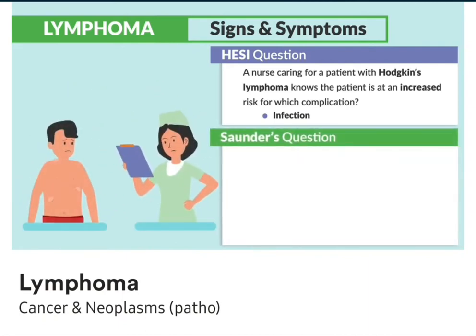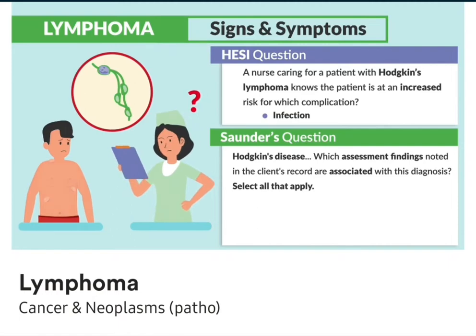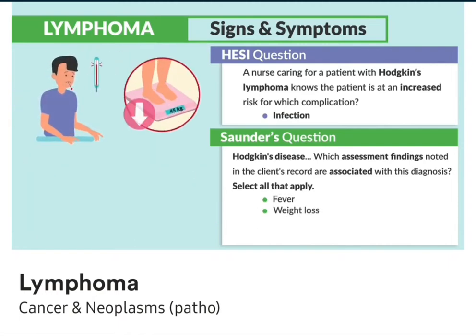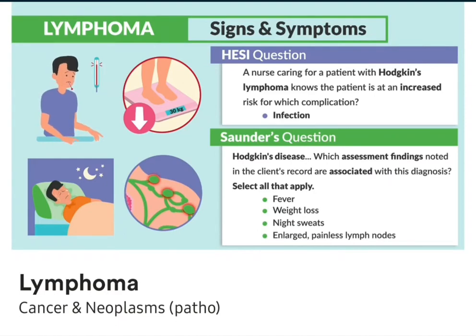And Saunders mentions, Hodgkin's disease, which assessment findings noted in the client's record are associated with this diagnosis. Select all that apply. So we have fever, weight loss, night sweats, and enlarged painless lymph nodes. So be sure to know those key terms.